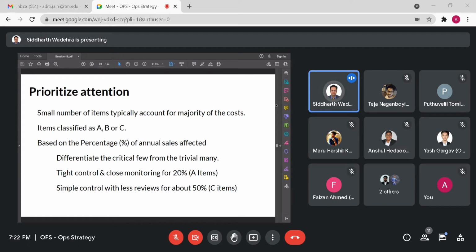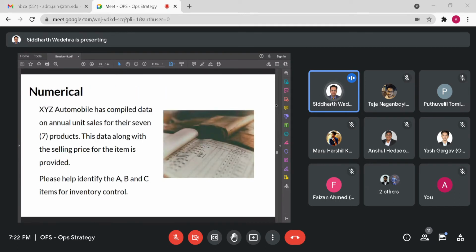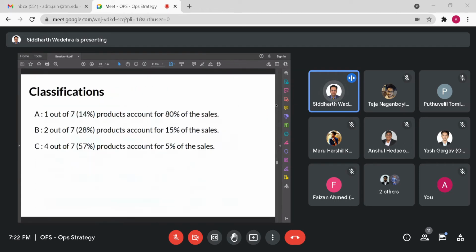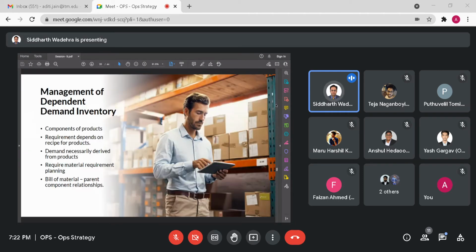We looked at how we could prioritize attention. So we looked at how a small number of items typically account for the majority of the costs. That's really the Pareto principle. We looked at ABC classification of inventory. We looked at a problem. And this is where we kind of ended last class, on how much inventory to keep.